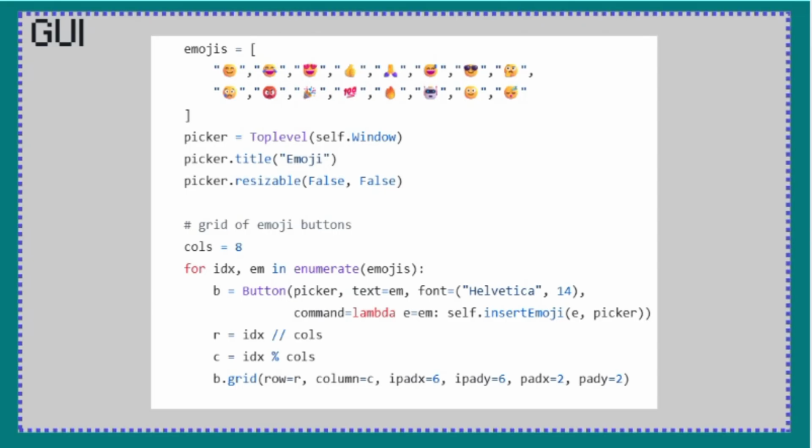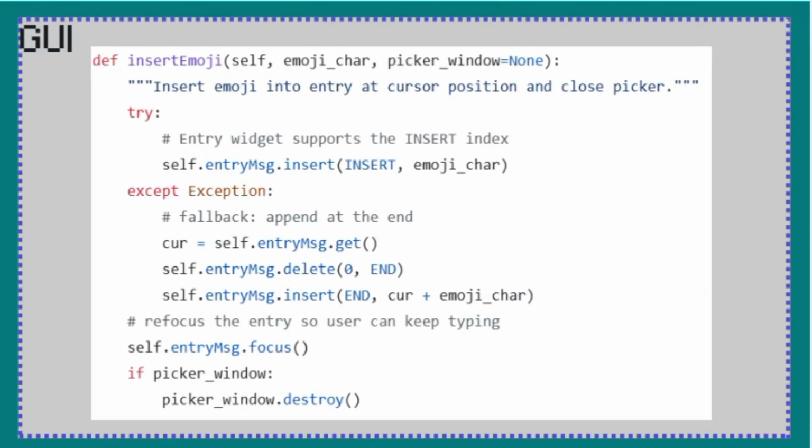it inserts the selected emoji at the position we choose, and if the insertion fails, it appends the emoji at the end of the text. And after, it closes the emoji pop-up after the selection.